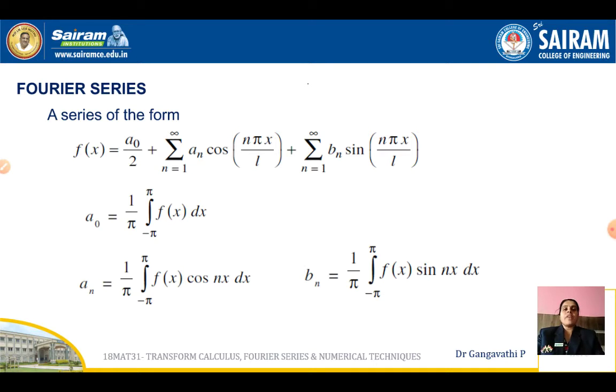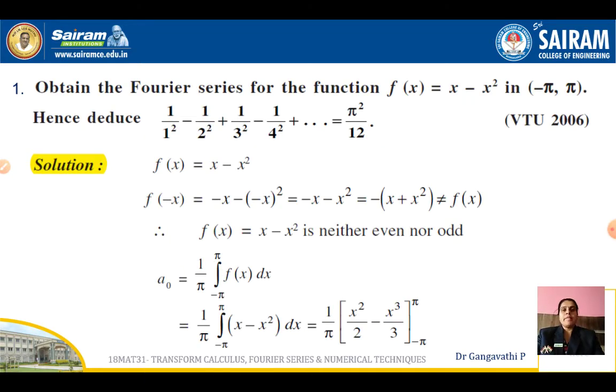So again, let us recall what a Fourier series is, the expansion of a Fourier series, and the expressions for a0, an and bn. So f of x is equal to a0 by 2 plus summation an cos n pi x by l plus summation bn sin n pi x by l, where a0 is given by 1 by pi integral minus pi to pi f of x dx, and an is 1 by pi integral minus pi to pi f of x cos nx dx, and bn is 1 by pi integral minus pi to pi f of x sin nx dx.